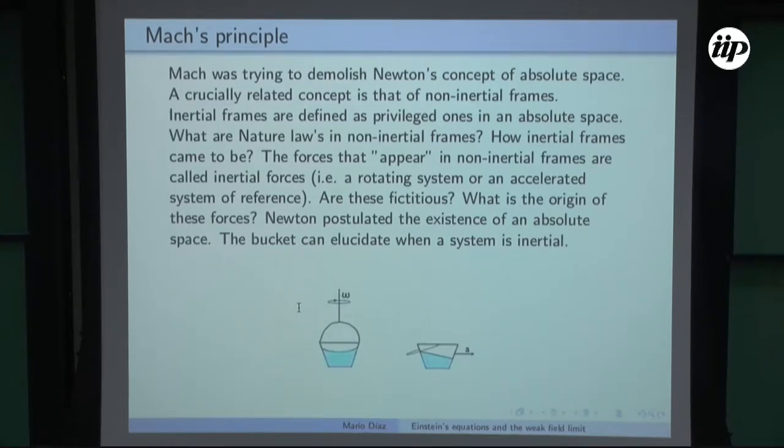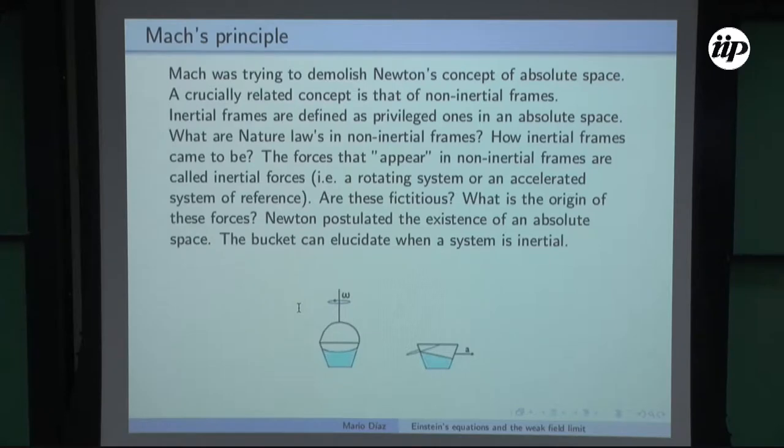So forces that appear in non-inertial frames are called inertial forces. For example, if you have a bucket here that is rotating, you're going to see a concave arrangement of the fluid inside the bucket, and of course it's related to what we call the centrifugal force. Or if you have the same bucket being accelerated in a given direction, then you're going to see something like this. Are these forces fictitious? What is the origin of those forces?